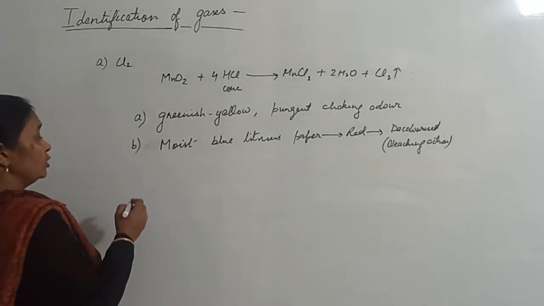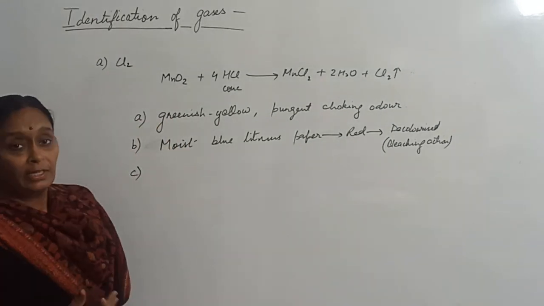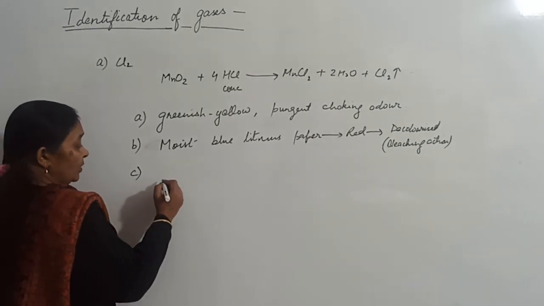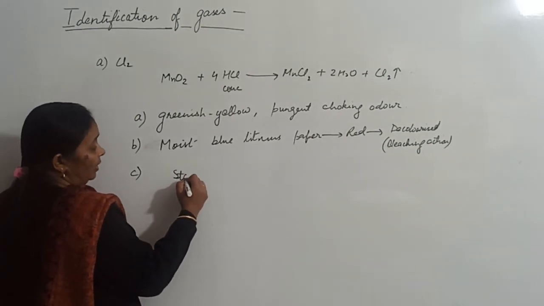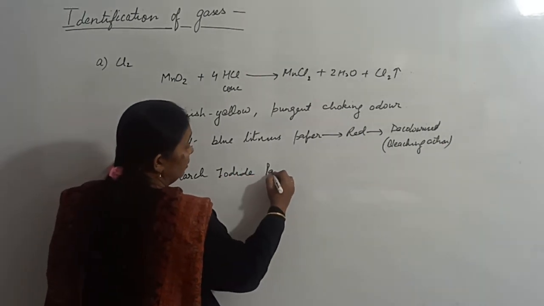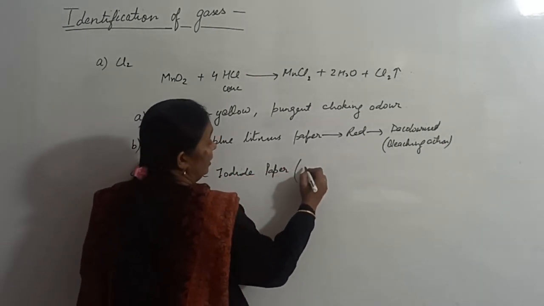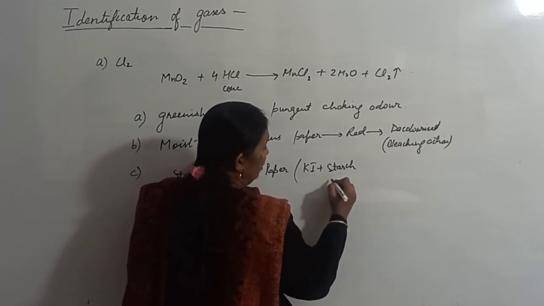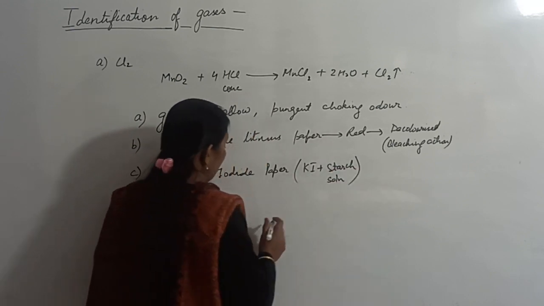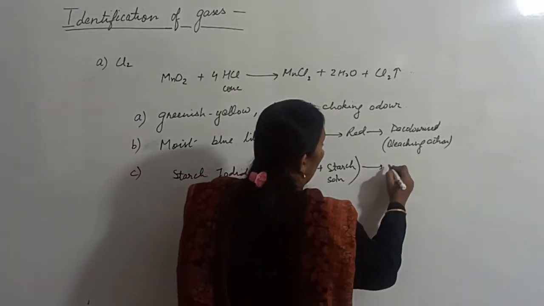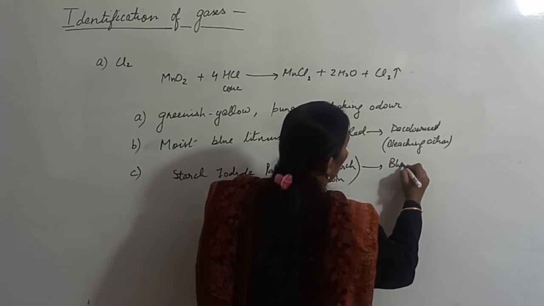The next test which you can perform to confirm whether the gas is chlorine or not is a test with starch iodide paper. A starch iodide paper is a paper dipped in potassium iodide plus a starch solution. If you bring such a paper in contact with chlorine, it will turn blue-black.